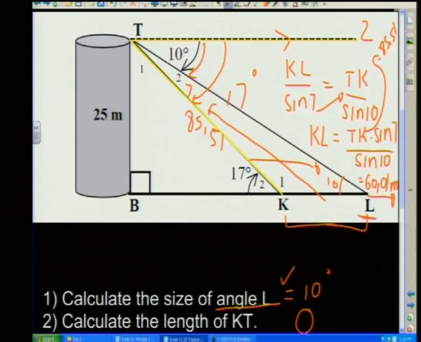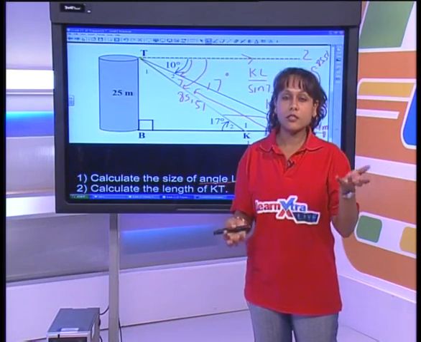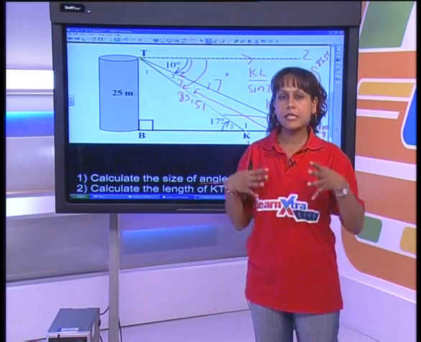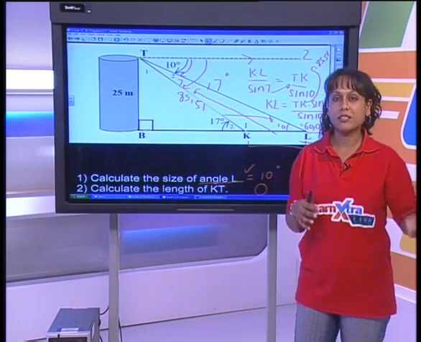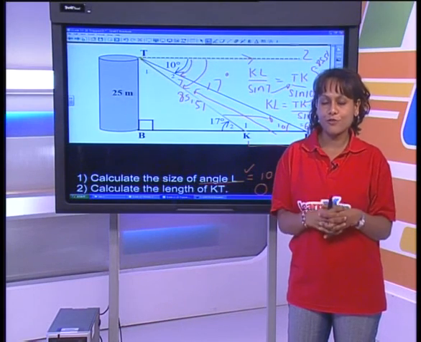This was quite a nice example to show you a combination of using the SOHCAHTOA TOA and your 90-degree triangle to help you find a side in another triangle, then using the sine rule. So it's a nice combination of those rules.